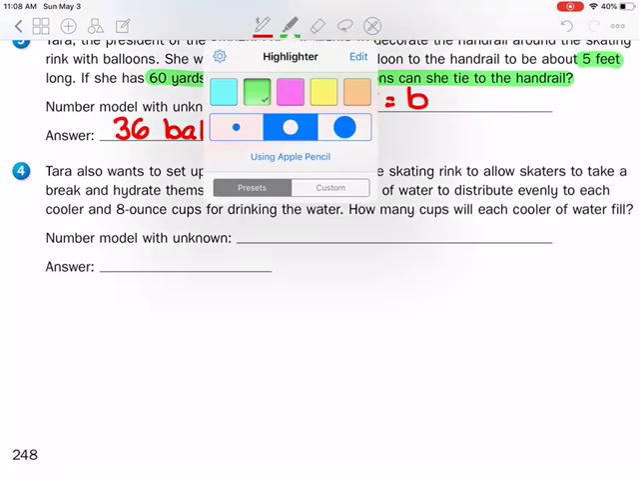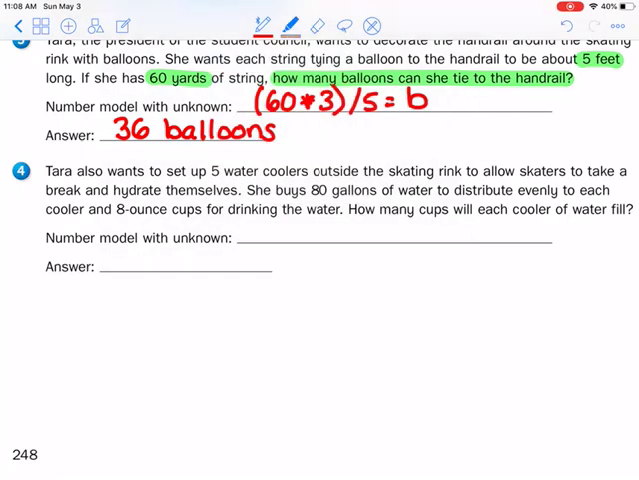Tara also wants to set up 5 water coolers outside of the skating rink to allow skaters to take a break and hydrate themselves. She buys 80 gallons of water to distribute evenly to each cooler, and 8-ounce cups for drinking the water. How many cups will each cooler of water fill?